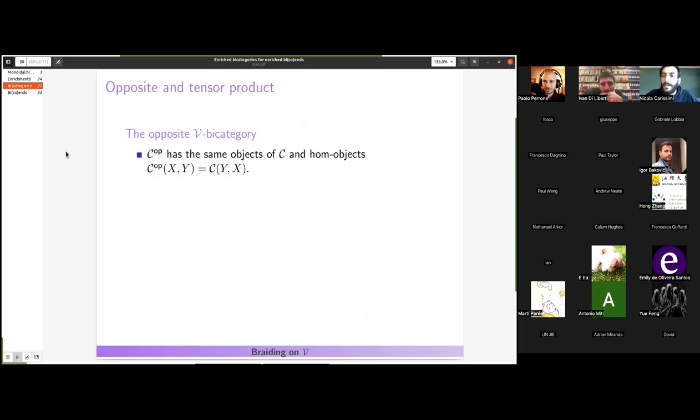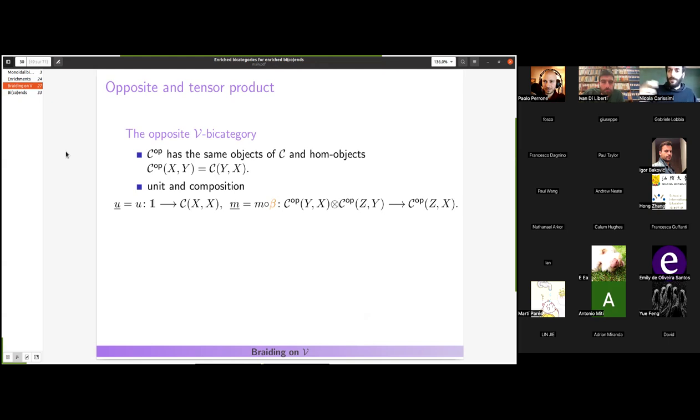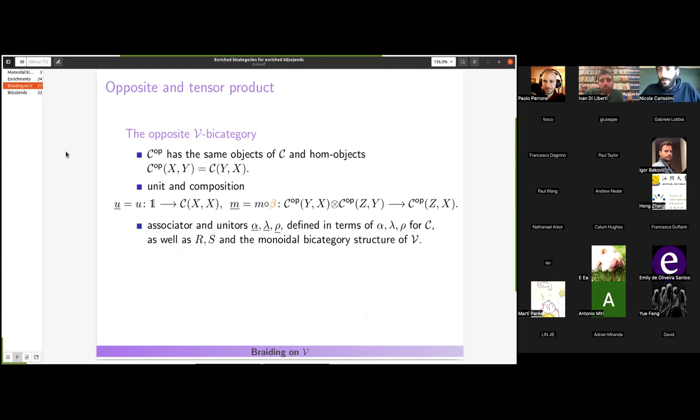Then what can we do with the braiding? We can construct tensor opposites and tensor products of V-bicategories. The opposite of a V-bicategory C is C op and is defined by the same objects. Of course, the hom object C op of x, y is, as usual, C of y, x. For unit and composition, the unit is really the same one, and the composition is the one for C preceded by the braiding, because it needs some sort of braiding.